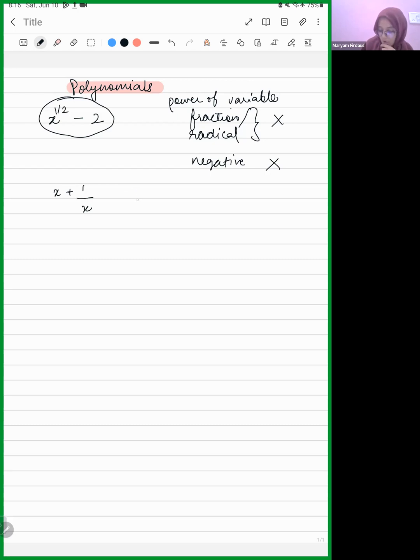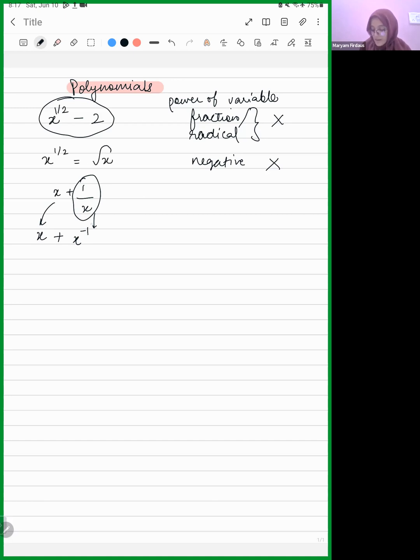Why? Because look at this one. This is x, and what is 1 by x? It can be written as x to the power 1 by 2, minus 1. X to the power 1 by 2 is root x.